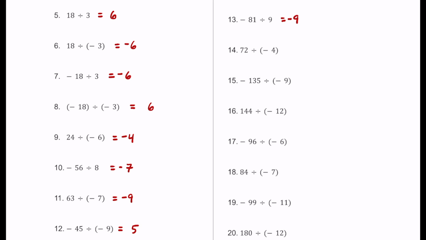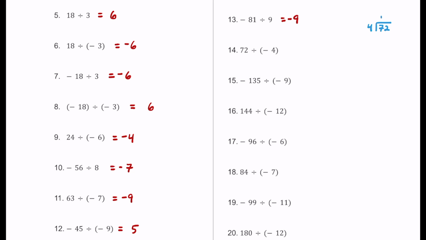For number 14, we have 72 divided by negative 4. Well, what's 72 divided by 4? Now, some people may be able to do this in their head, but I think it's also helpful for others to see. I'm going to go ahead and write this out, and if you need to do long division, you should also, and you should practice your long division to get a little faster at it, more fluent.